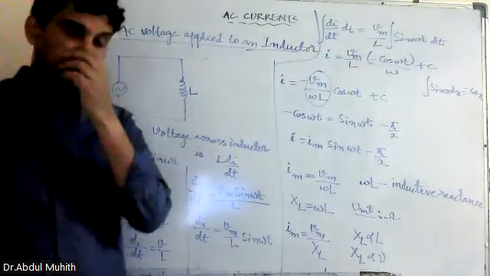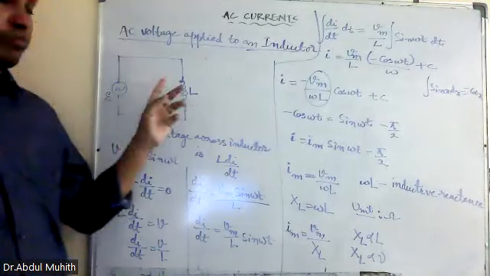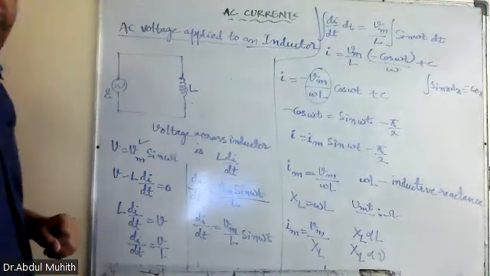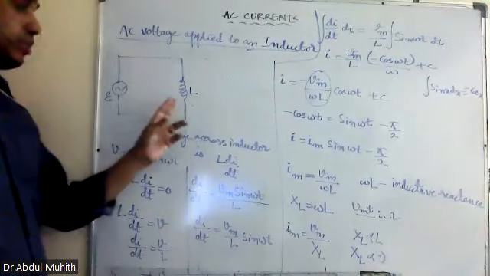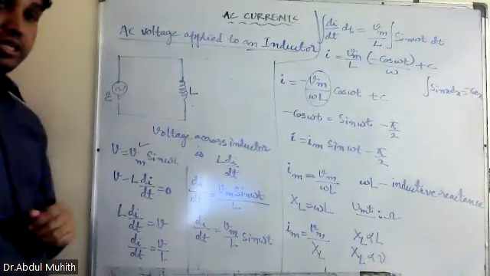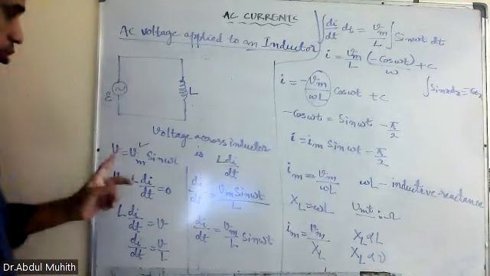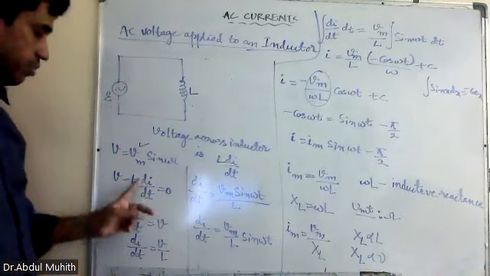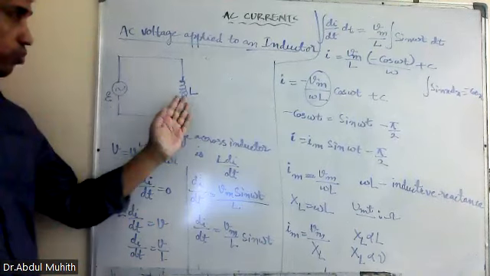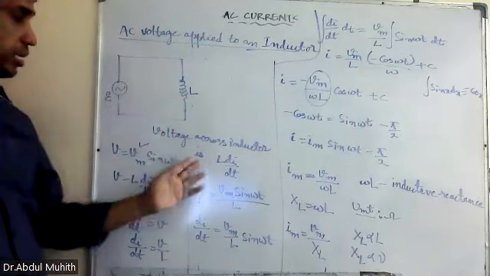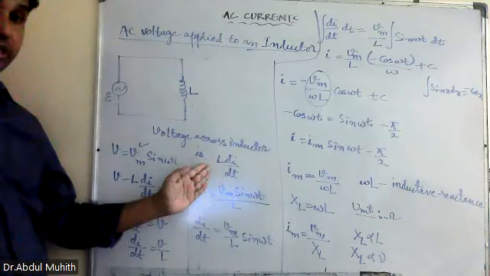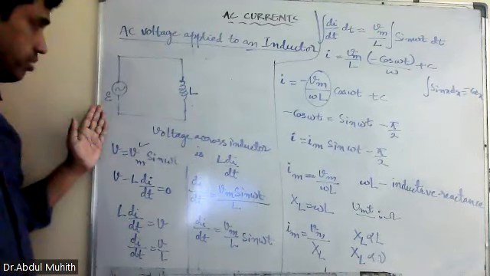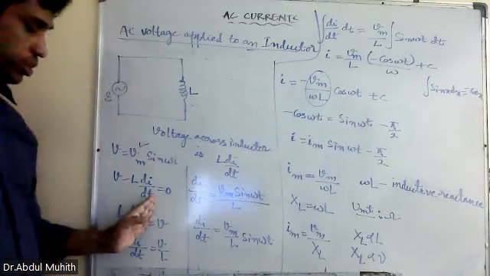Now we have the second one, that is AC voltage applied across an inductor. This is the inductor and this is the E. So V is equal to Vm sin omega t, and we have V minus L into di by dt equal to 0. Why? Because the voltage across the inductor is L into di by dt.